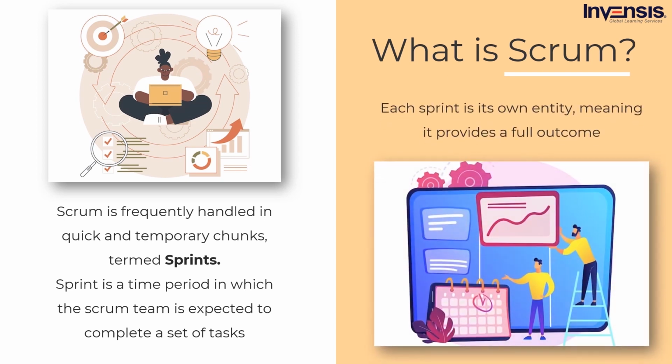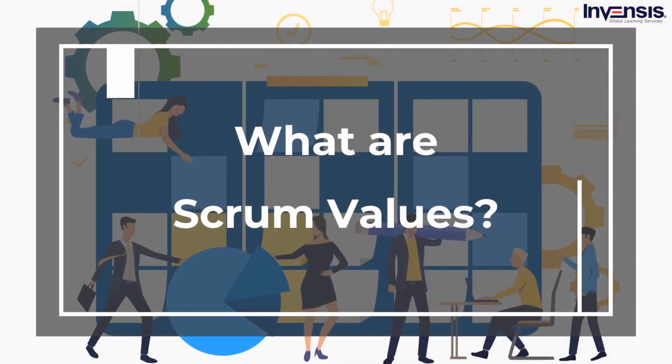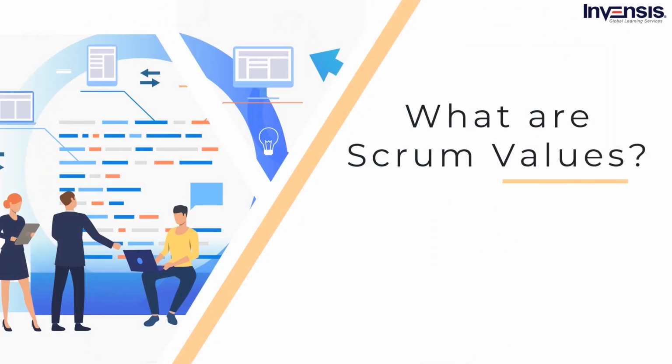Each final product update is completed in one sprint and released as one iteration. Each sprint is its own entity, meaning it provides a full outcome. An iteration or variant of the final product is to be delivered to the client when needed, with a set amount of work done. So, I guess you have some idea about Sprint and Scrum. Let us understand what Scrum Values are and why they are important.